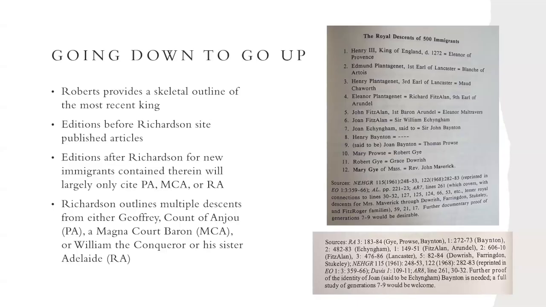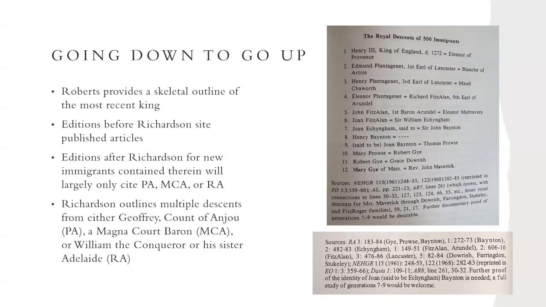One thing I would point out here is the value of earlier editions of both works. Before the publication of Plantagenet Ancestry, Gary Roberts would cite journals and earlier compendia, such as Ancestral Roots by Frederick Lewis Weis. For immigrants developed after the publication of Royal Descents of 500 Immigrants that were first listed by Richardson, Roberts will usually cite Richardson without other material.